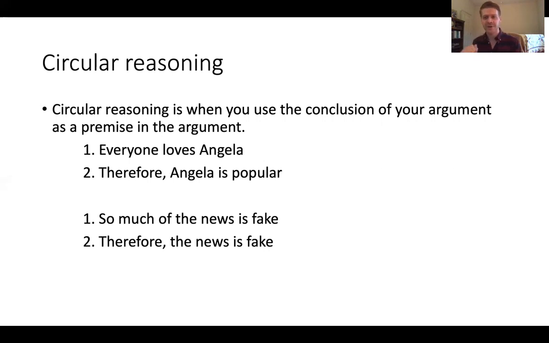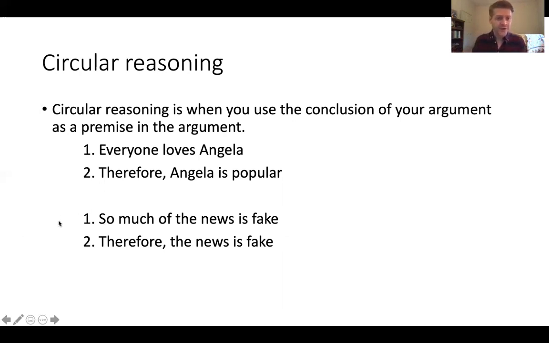So if we say that being popular is being loved by everyone, and being loved by everyone is what being popular is, then it seems like it doesn't necessarily follow from the first premise that we get the conclusion. These two things are so similar that the premise doesn't give logical support to the conclusion. If we were to say something like, suppose premise one was Angela is very helpful, therefore Angela is popular, well, that can follow because the premise explains why the conclusion is true.